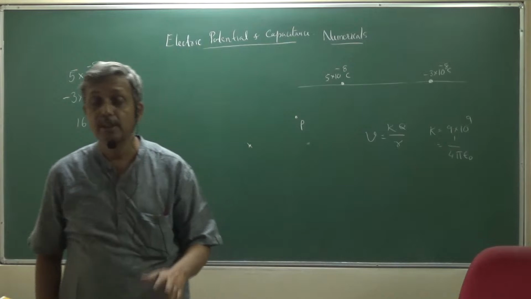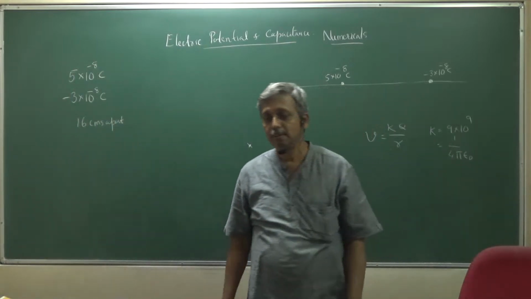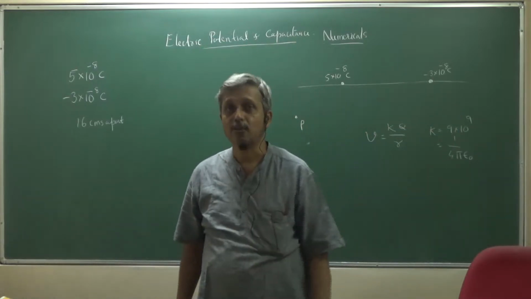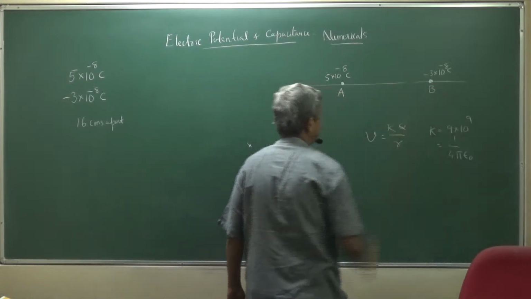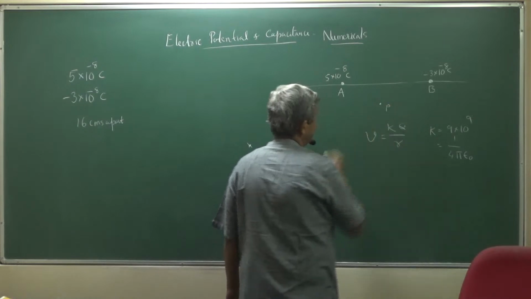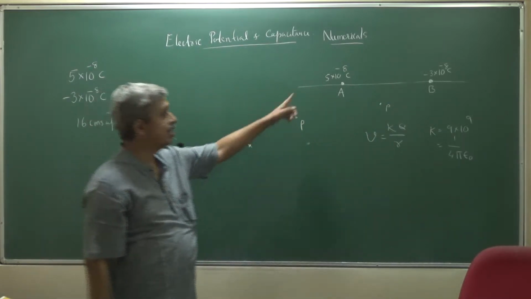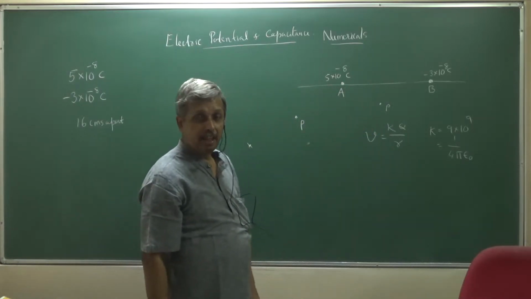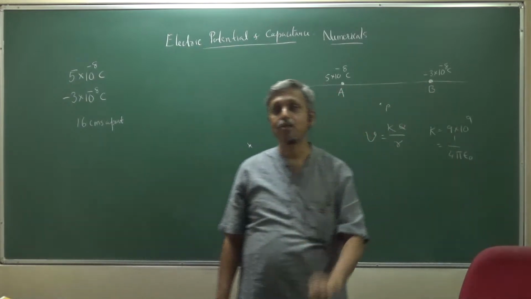Similarly, you can find the potential due to any other charge also. So potential due to the first charge, potential due to the second charge, we can find out. Let's say this charge we will call A and this charge we will call B. Now, at some point P here, we can find the potential at P due to the charge at A, because there is a charge here, there is a potential. And similarly, potential at P due to the charge B, we can find out.